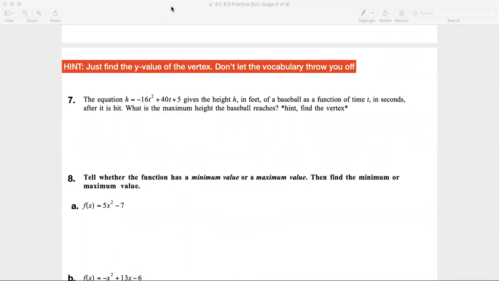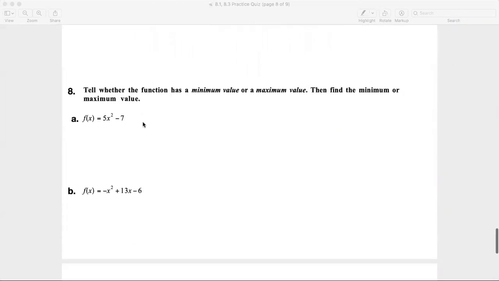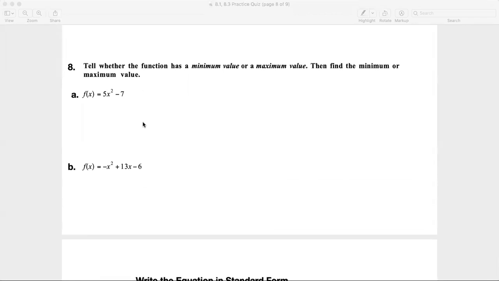Okay, let's go down to 8b. Tell whether it has a minimum or a maximum. I can see my a value is negative, so it's going to be facing down. That means my vertex is the highest point, which means it's a maximum. So a is negative 1, b is 13, c is negative 6.